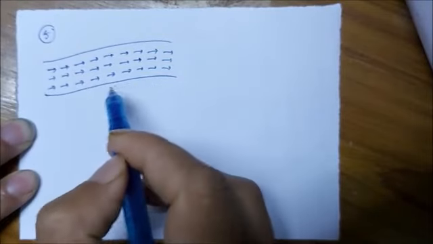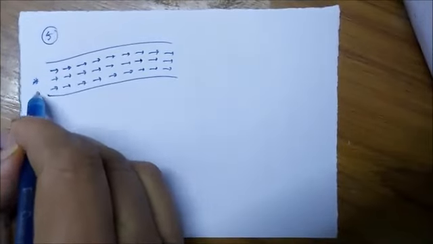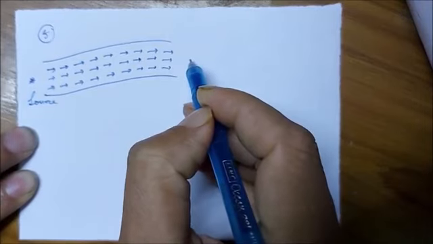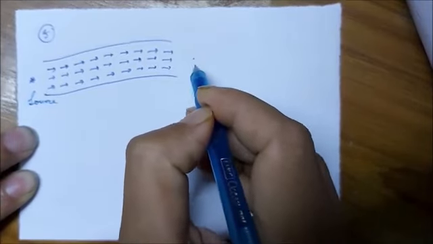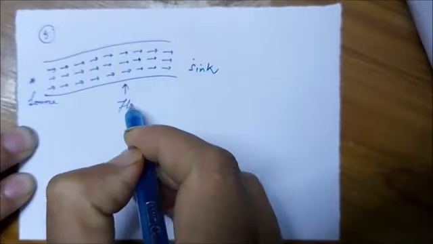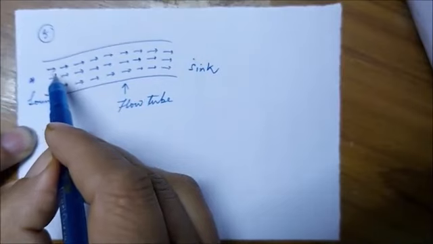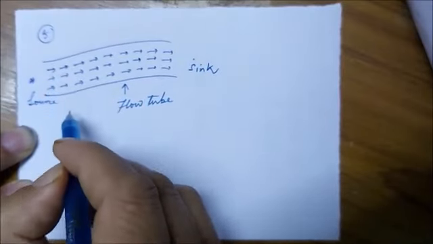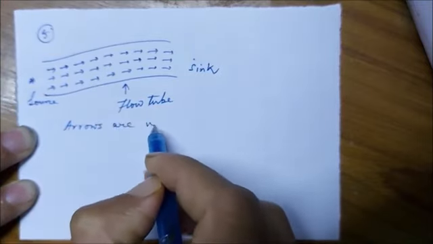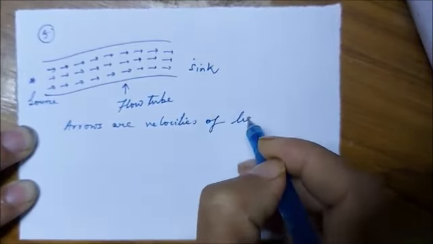It is clear from this diagram that this is the source and they are moving towards a point which we may think that it is a sink, and this is the flow tube, and these arrows represent velocities. So arrows are velocities of liquid particles.